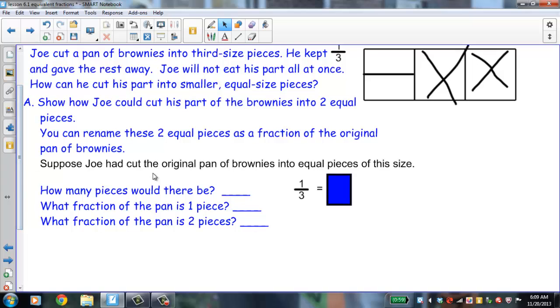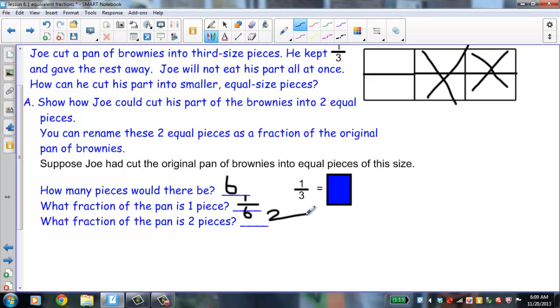You can rename these 2 equal pieces as a fraction of the original pan of brownies. So suppose Joe had cut the original pan of brownies into equal sized pieces. Let's just pretend that Joe had cut the whole entire pan into equal sized pieces like this. How many pieces would there have been? If you come over here and count, there would have been 1, 2, 3, 4, 5, 6. There would have been 6 pieces. What fraction of the pan is 1 piece? So 1 piece would be 1 out of 6. What fraction of the pan would 2 pieces be? That would be 2 out of 6.